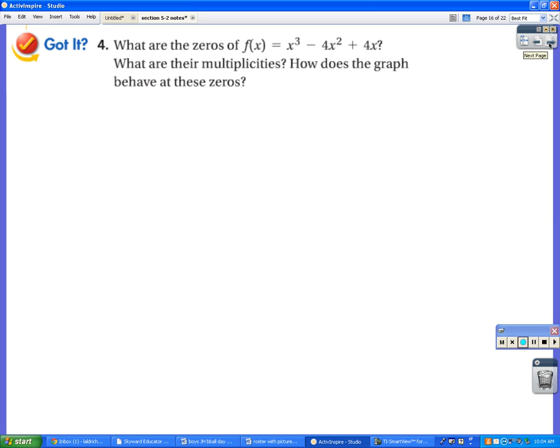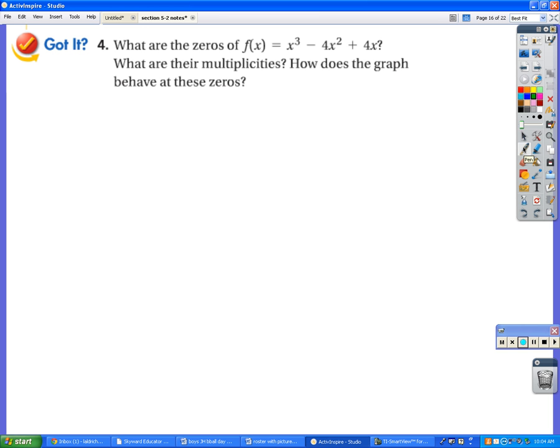All right, so let's try another one here together. So let's take x cubed minus 4x squared plus 4x and find the multiplicities. We can do this together, so stay with your notes. Okay?